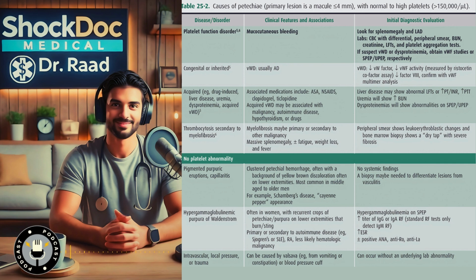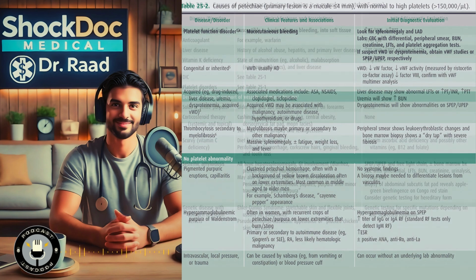Hypergammaglobulinemic purpura of Waldenstrom. Often seen in women, these present as recurrent crops of petechiae or purpura on the lower extremities that may burn or sting. They can be primary or secondary to autoimmune diseases like Sjogren's or SLE, or even rheumatoid arthritis. Labs here might show hypergammaglobulinemia on SPEP, increased titers of IgG or IgA rheumatoid factor, an elevated ESR, and sometimes a positive ANA, anti-Ro, or anti-La.